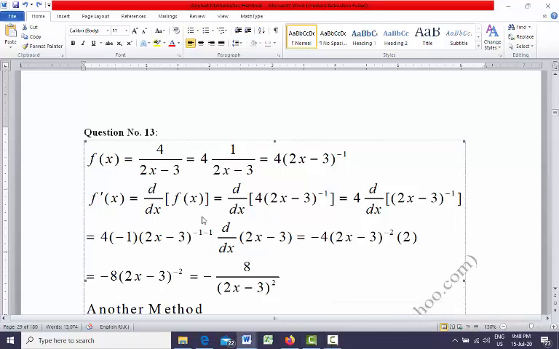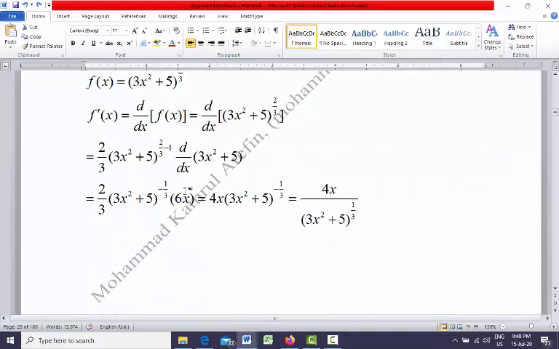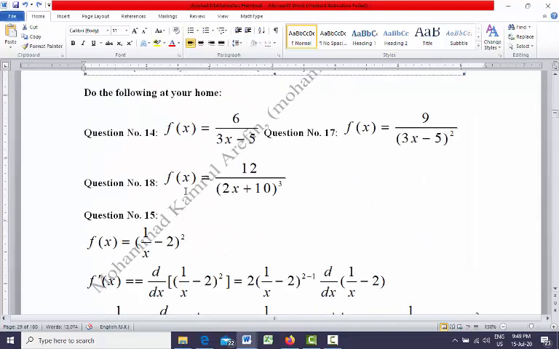So now question number 13. Question number 13, you can solve it at your home. This is the same as question number 12. Oh, okay, question number 13 I have already solved just now.